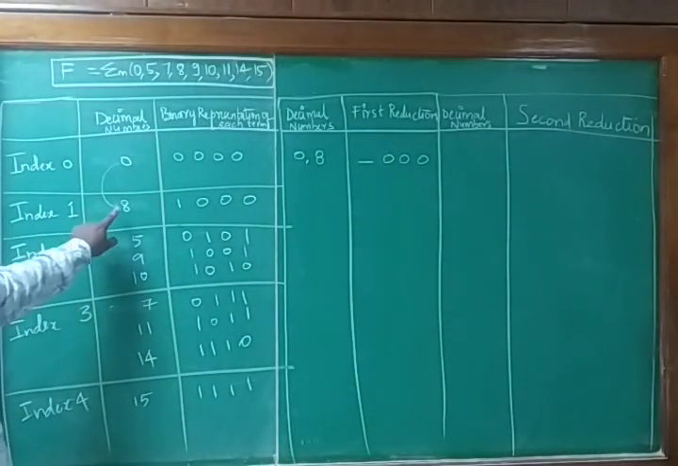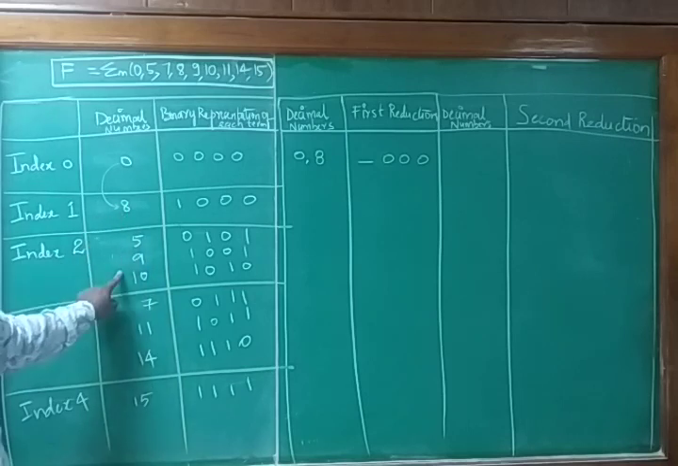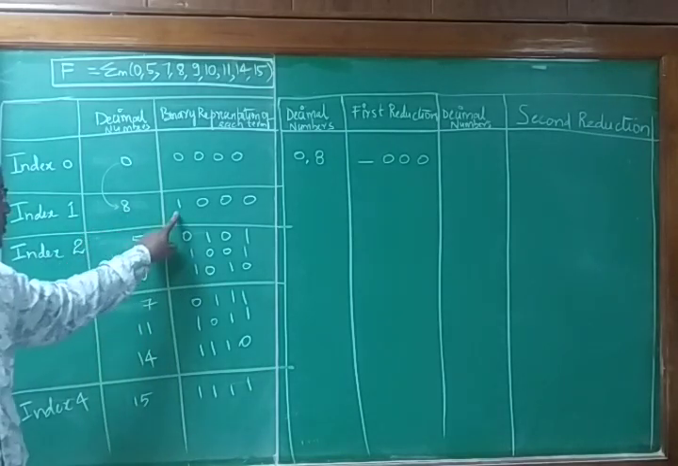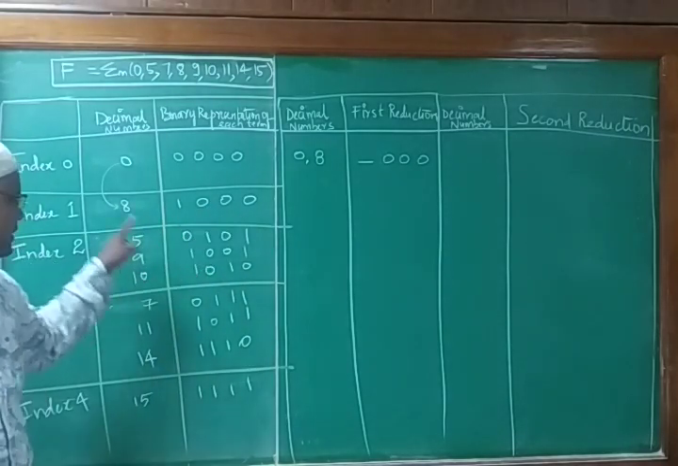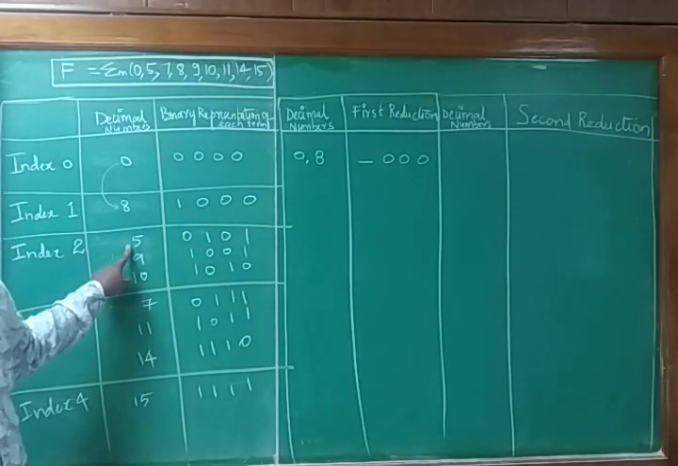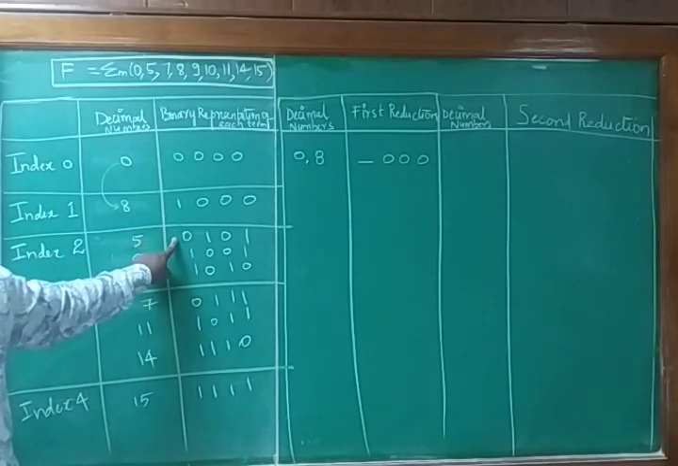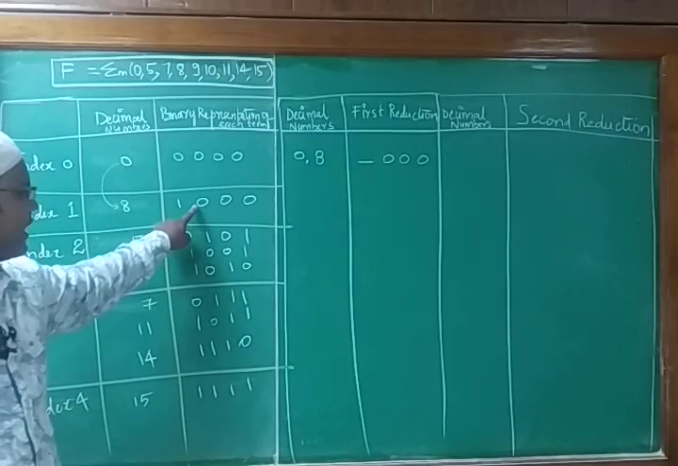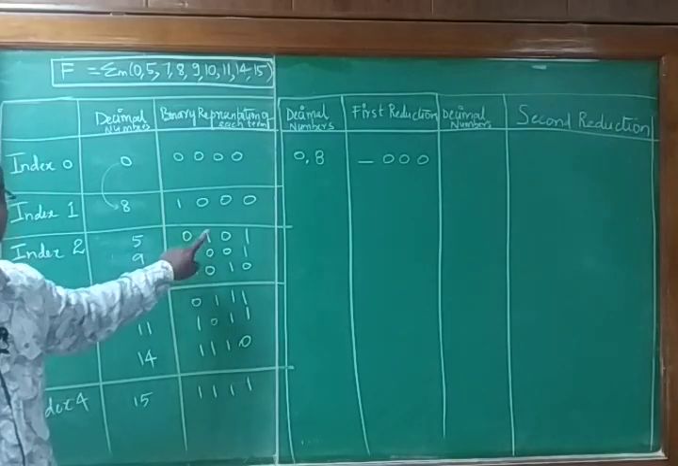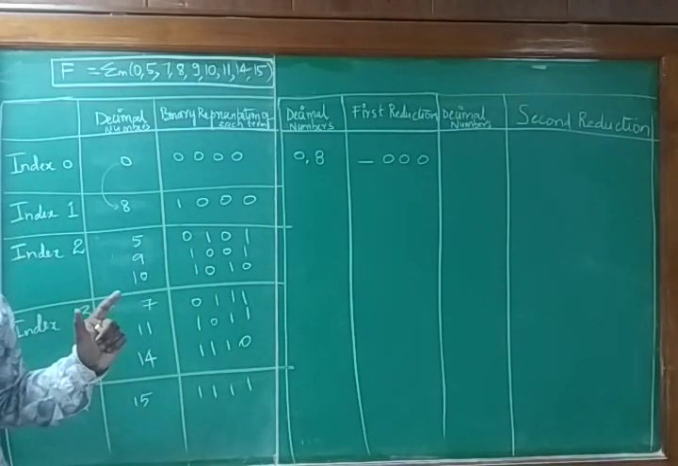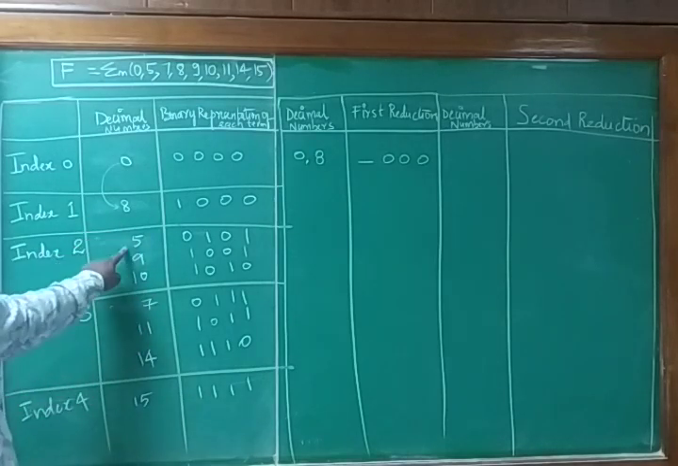Next, we'll compare index 1 with index 2. In that, we'll take the first one, that is 8, so 1 0 0 0. Next we'll compare 8 with 5 and check whether the comparison is possible or not. See, here 1, here 0. Okay, one bit differs. Again 0 and 1, so 2 bits differ. That comparison we won't do. Only one bit needs to differ. Clear? For that, 8 with 5 is not possible.